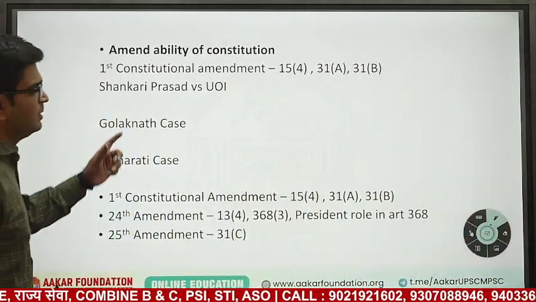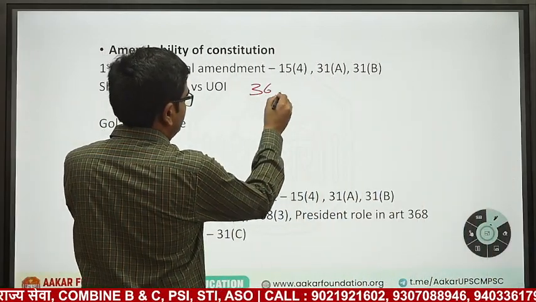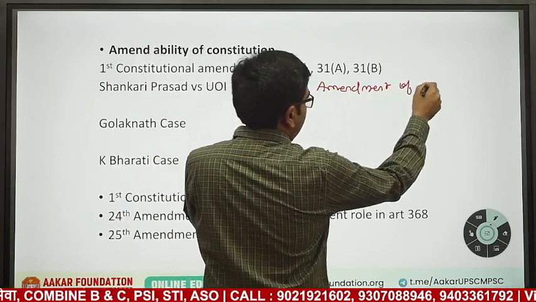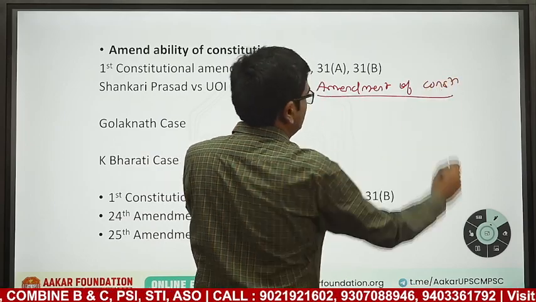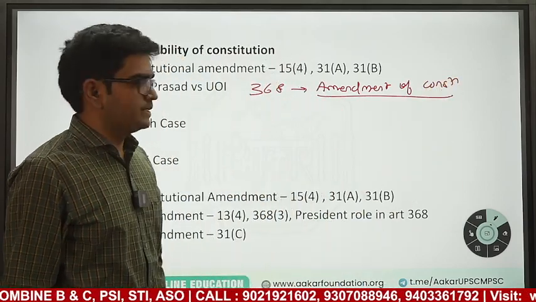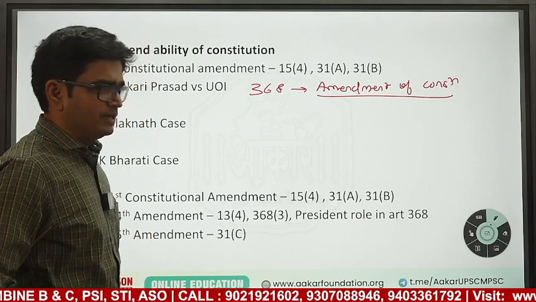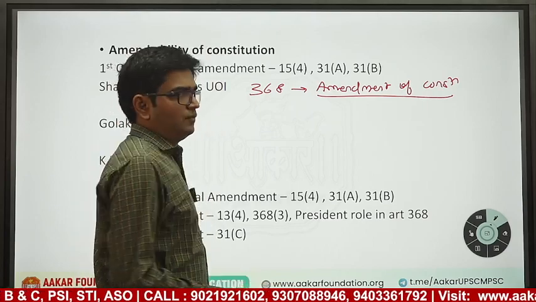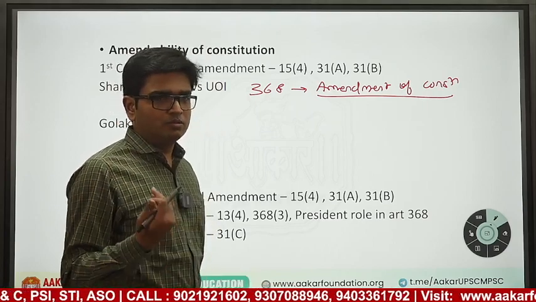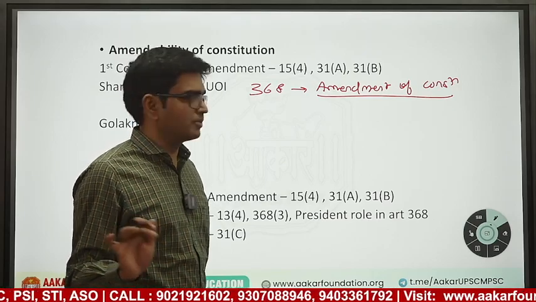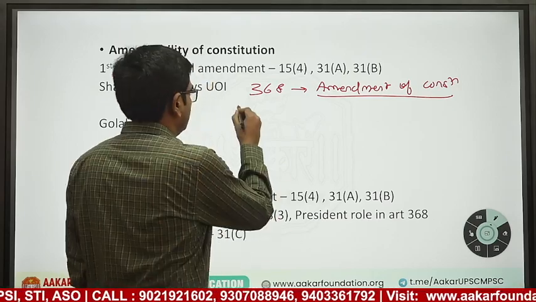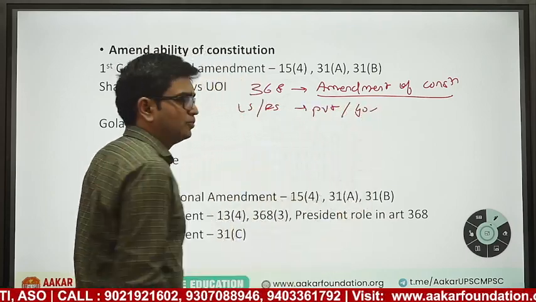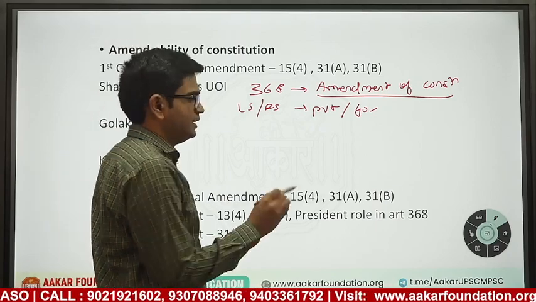Now, since we have seen the amendability, we will see Article 368 also. Okay, Article 368, which is for amendment of the constitution. So we can deal with it now. So what Article 368 says is, it basically gives the procedure for constitutional amendment. So what is the procedure? A bill for constitutional amendment can be introduced by both a private member or a government member. That's not a problem. It can be introduced in any house, Lok Sabha or Rajya Sabha, by a private member or by the government. This is also possible, and it is introduced in any house.